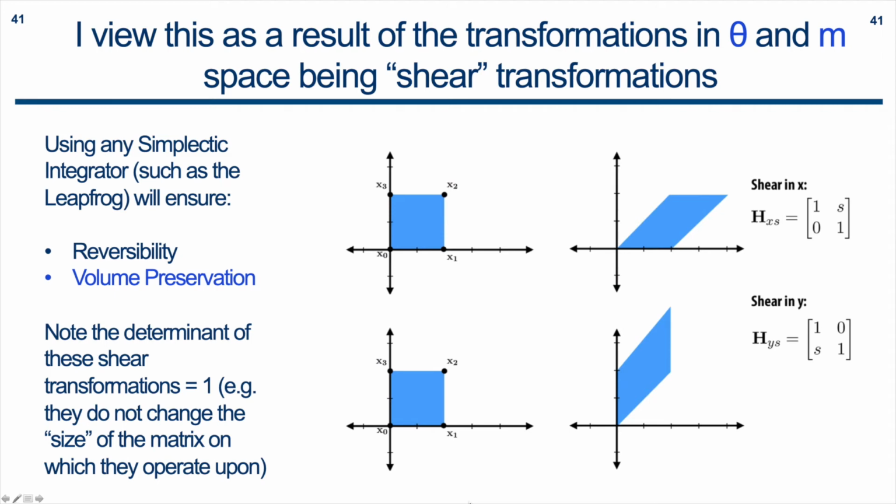I view this as a result of the transformations in theta and the momentum space being shear transformations. The Leapfrog integrator is essentially 3 steps. It does a transformation of the momentum variable, then a transformation of the theta variable, and then a transformation of the momentum variable. You can think of these as 3 shear transformations. Here we're doing a shear transformation in the x domain, so the y domain isn't changing, and down here we're doing a transformation in the y domain. If you look at the matrices that create this operation, the determinant is just 1. So we're not changing the underlying size of the box here.